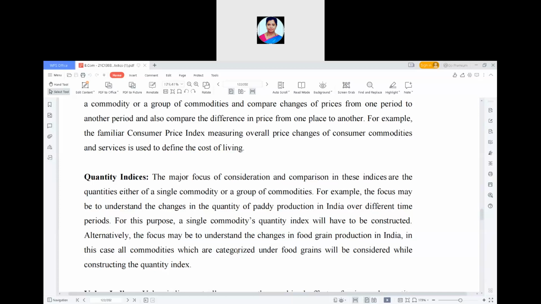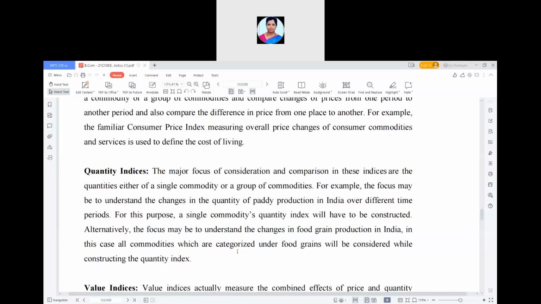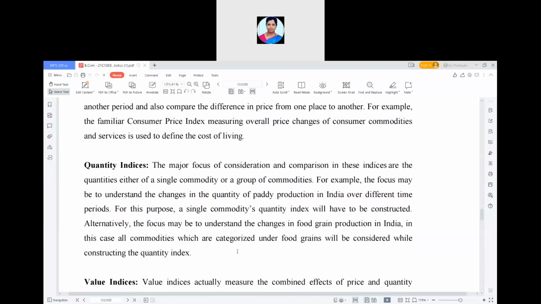Alternatively, the focus may be to understand the changes in food grain production in India. In this case, all the commodities which are categorized under food grains will be considered while constructing the quantity index.